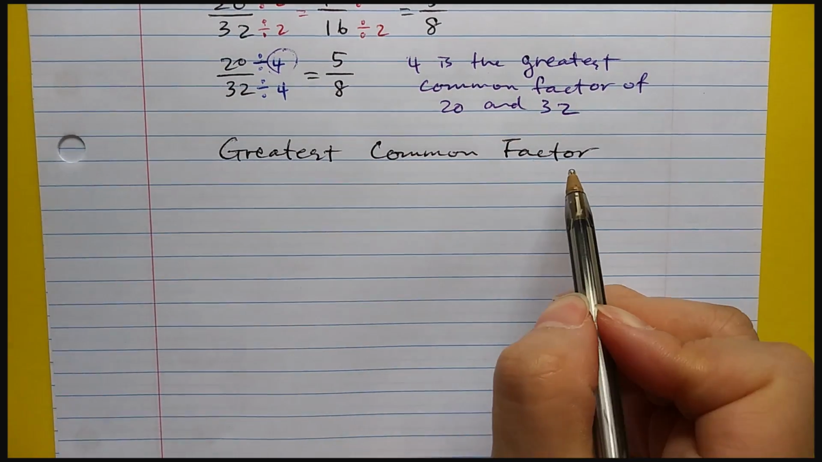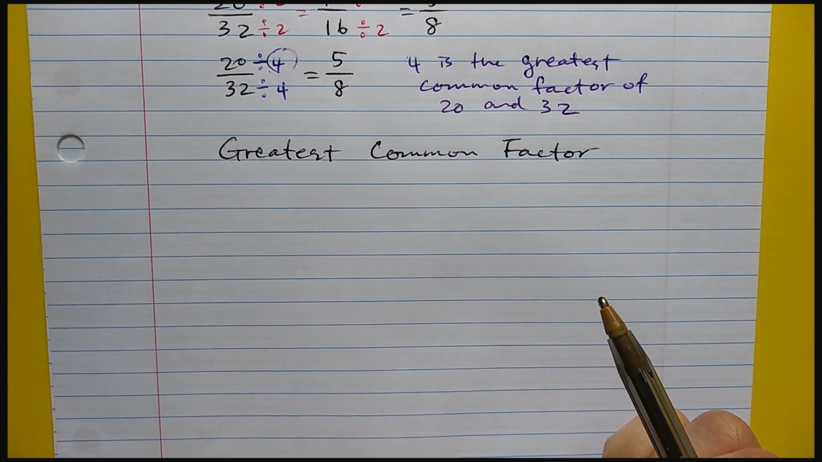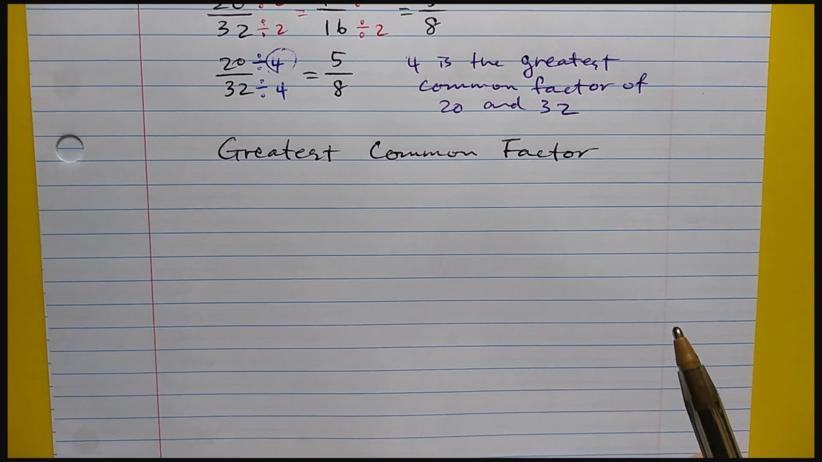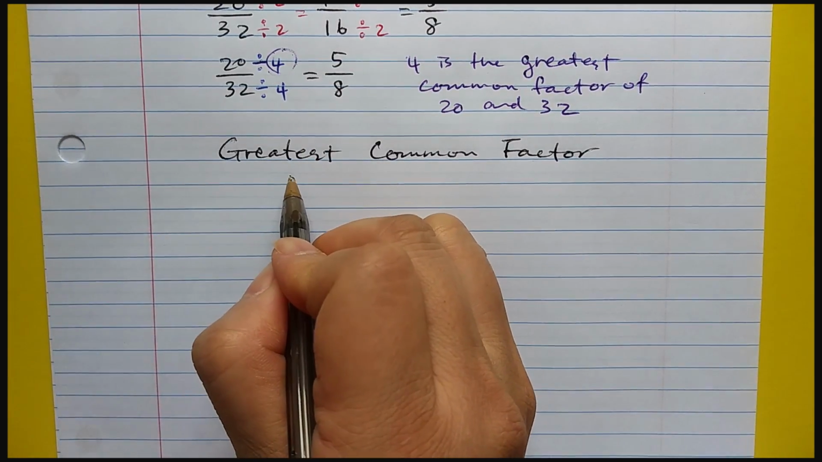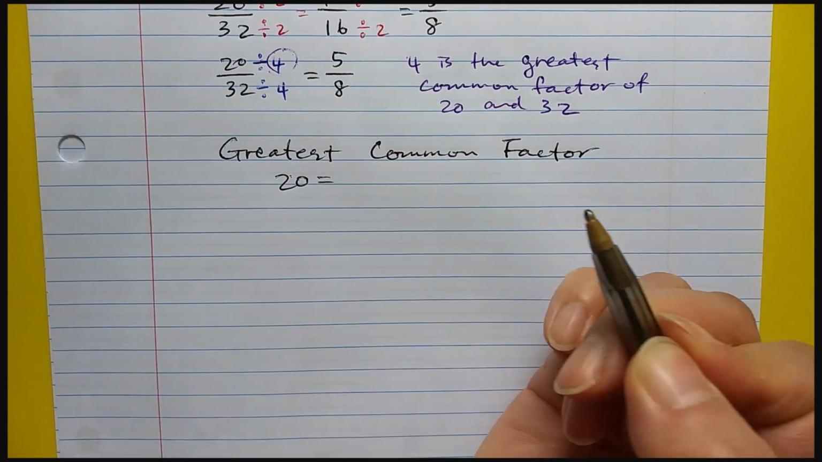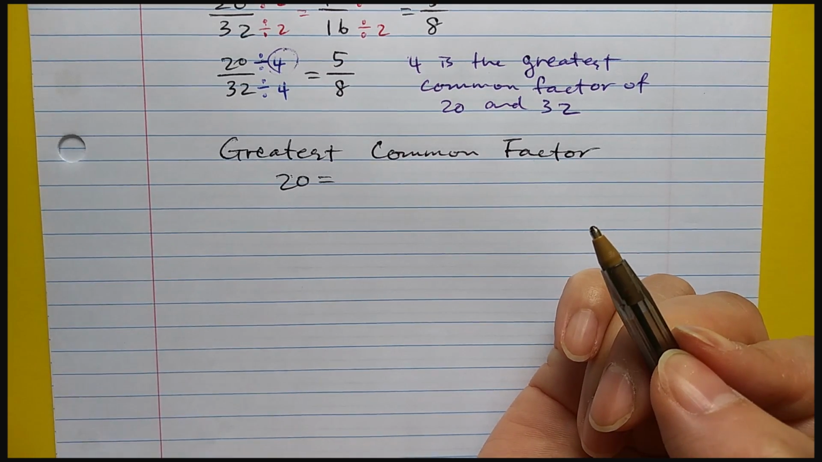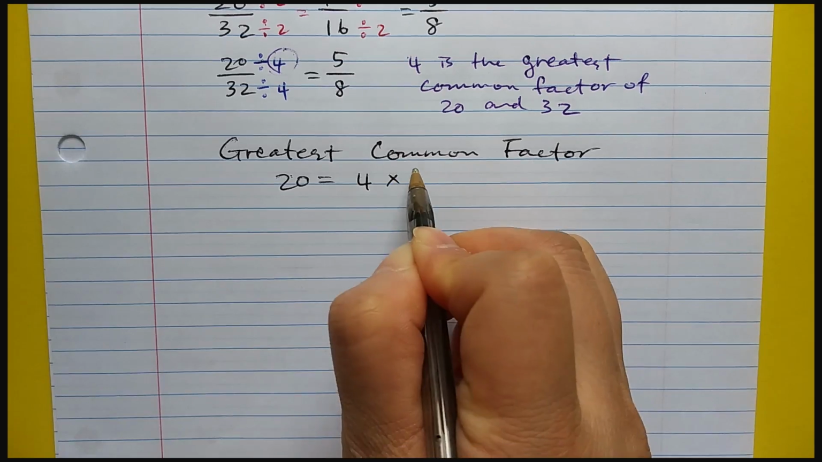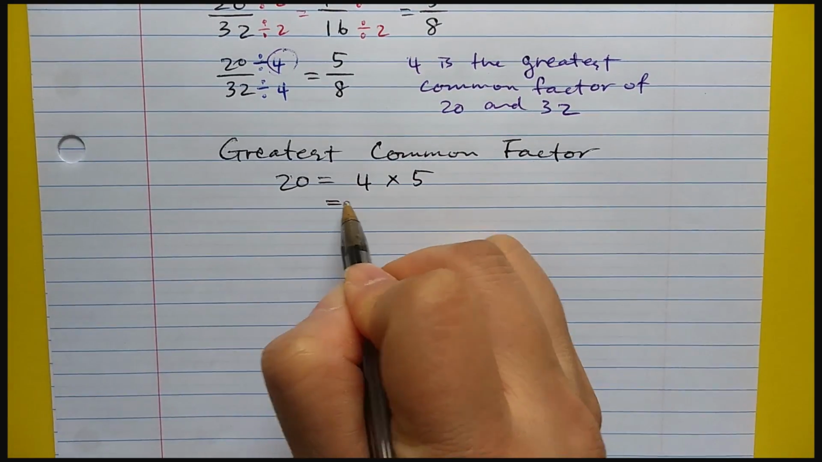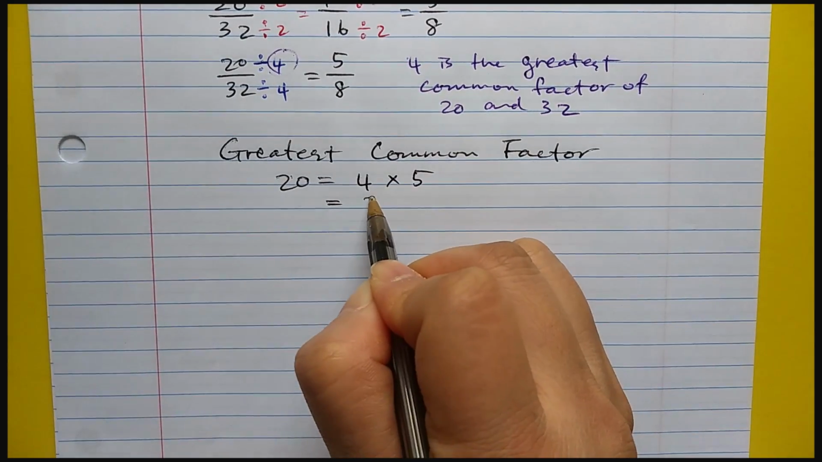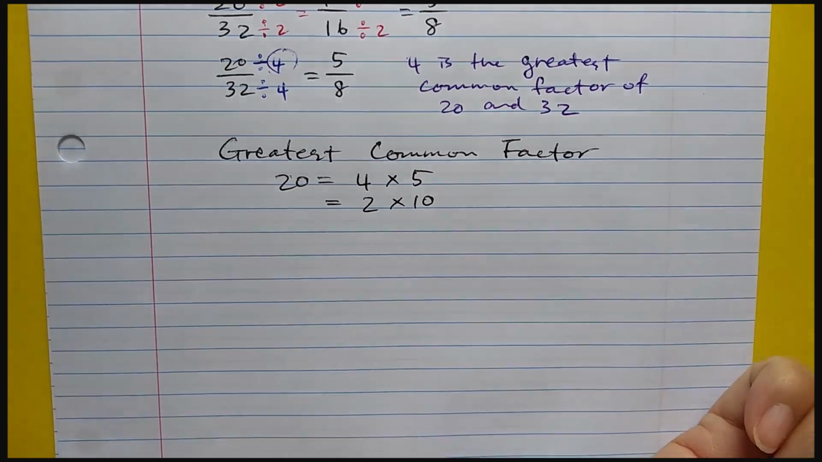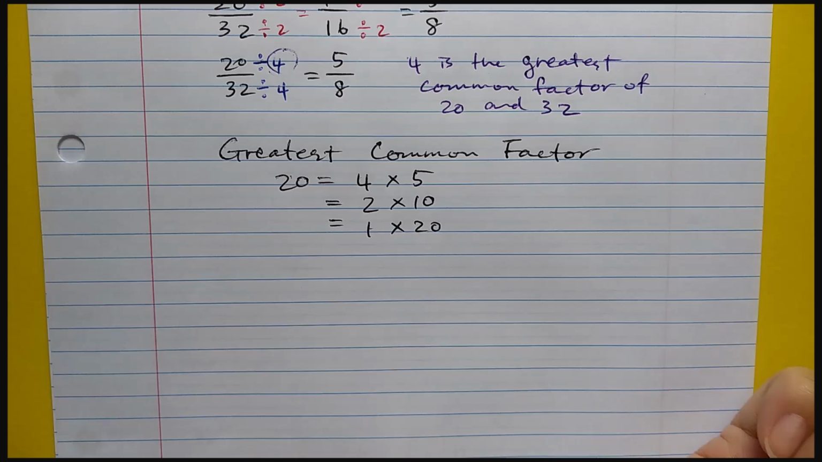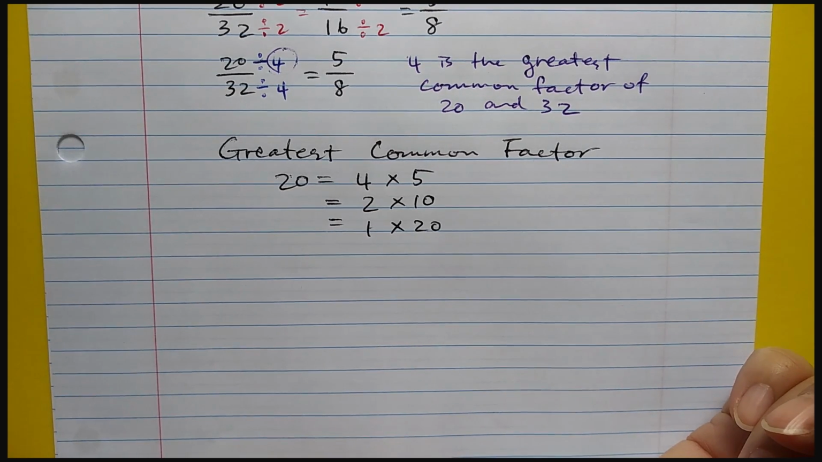What is a factor here? A factor is a number you multiply to produce another number. What do I mean by that? For example, 20 is equal to, what times what is 20? Can you think of a number quickly? 4 times 5. Can you think of another number? How about 2? 2 times 10. And also 1 times 20 is 20.